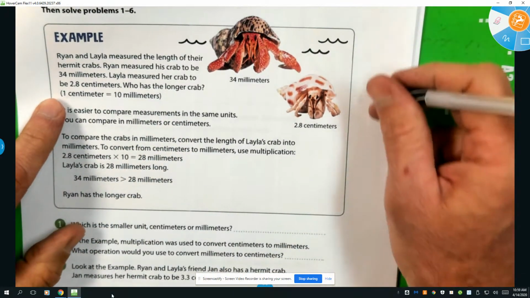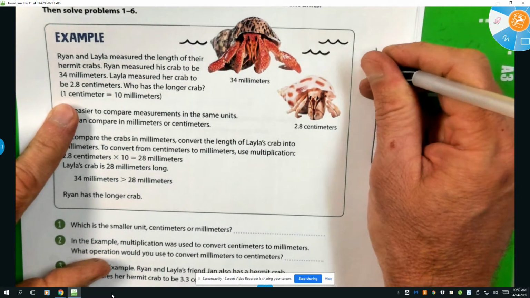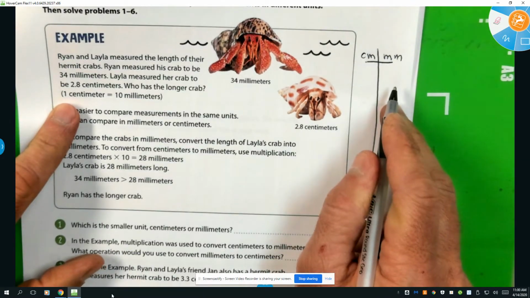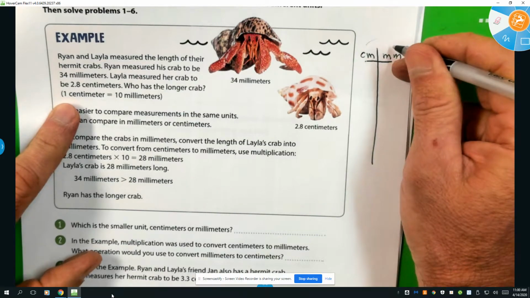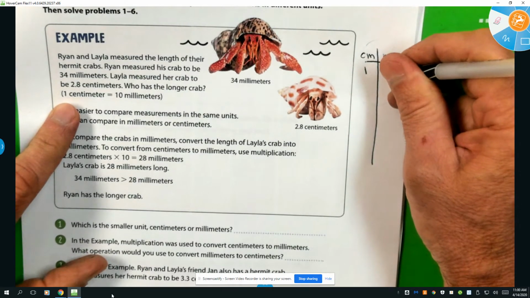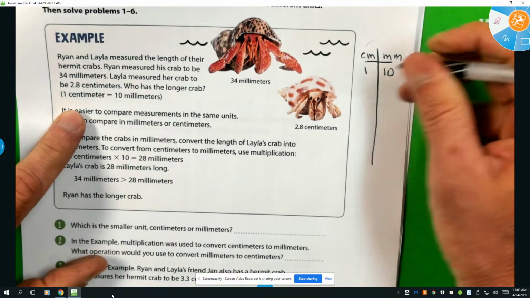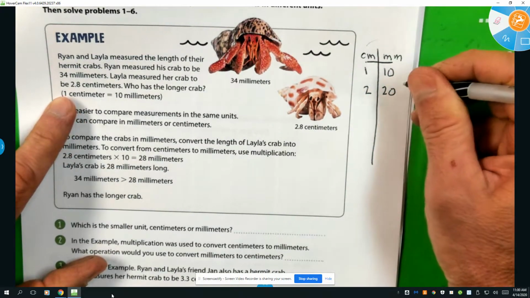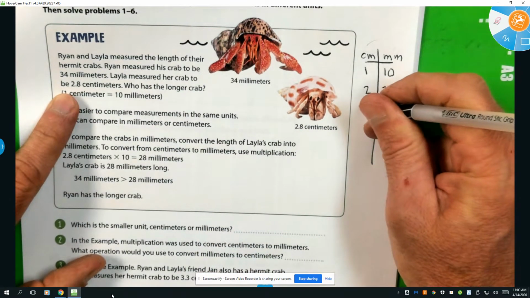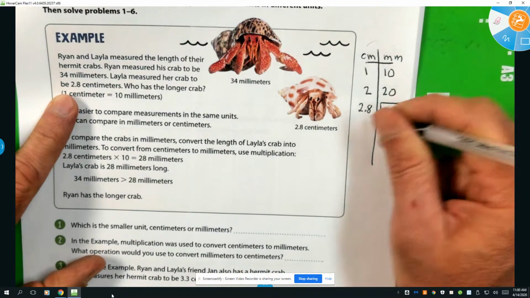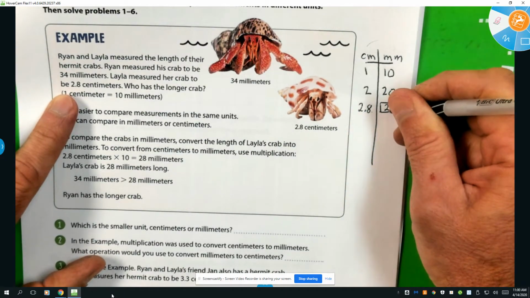Well, this is good because we've been using this measurement for a lot of the lesson, to go from centimeters to millimeters. And I'm hoping you remember that all we have to do to go from centimeters to millimeters is multiply by 10, or to go from millimeters to centimeters is divide by 10. So 1 centimeter, 10 millimeters. 2 centimeters, 20 millimeters. Well, now we have 2.8 centimeters. And you guessed it, multiply it by 10, slide that decimal over once, 28 millimeters.